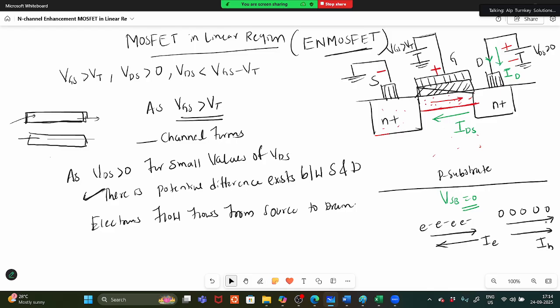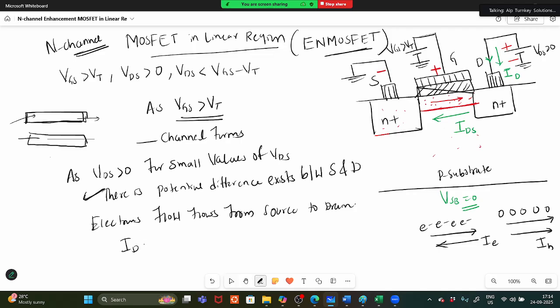Here the channel is forming due to electrons. That's why we call it an N channel. Since electrons are flowing, ID exists, there is a current. In the cutoff region there is no ID, because there is no flow of electrons from source to drain. In the cutoff region, ID equals 0 only, since you are not applying any VGS and VDS.